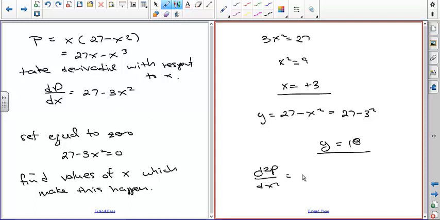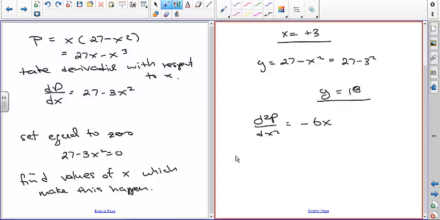So you'd get negative 6x. You can see for x it actually says maximum. That's why I was just like, this is not a minimum. For x greater than 0, the second derivative is going to be negative because I've got negative 6 times a positive number. So for x greater than 0, the second derivative is negative.